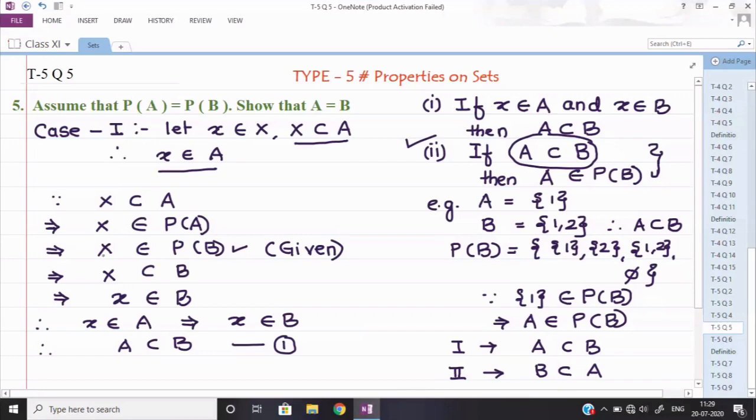We know that if X is a subset of A, X will belong to the power set of A. But if X belongs to the power set of B, then going in the reverse manner, X will be a subset of B. And if X is a subset of B which contains the element small x, then small x will also be an element of set B, because small x is a part of capital X and capital X is a part of set B. So x will also be a part of set B here. Now what have we achieved? In the beginning we took x belongs to A, and now we got x belongs to B.